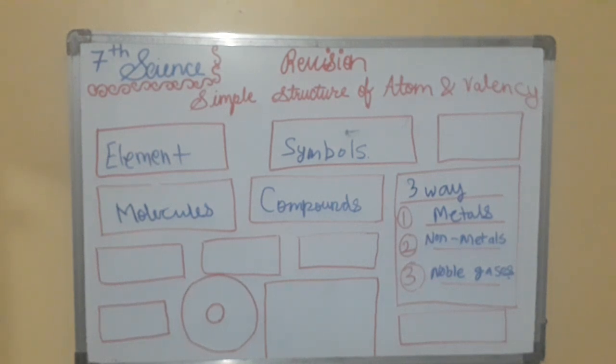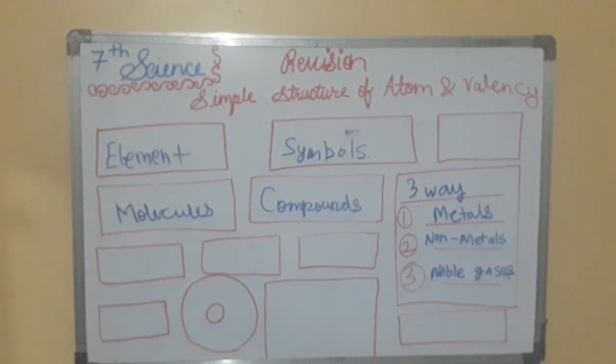Malleable means after hammering them, after beating them with a hammer, they convert into sheets. Ductile means they can convert into wire. Good conductors of heat and electricity are called metals. Example, sodium, magnesium, aluminium, potassium, calcium, copper, zinc, gold, etc.